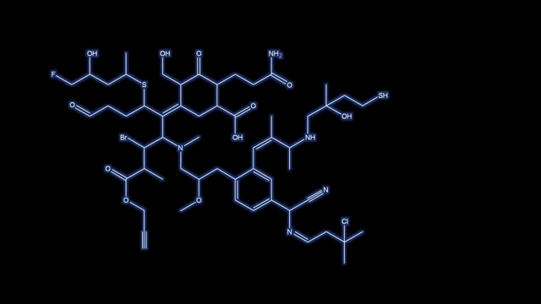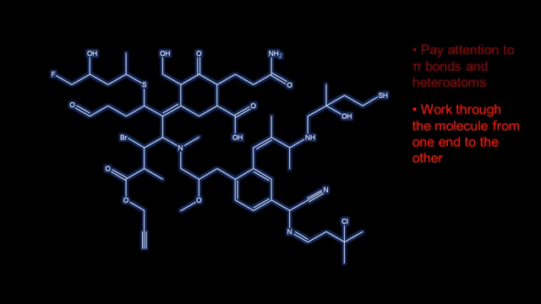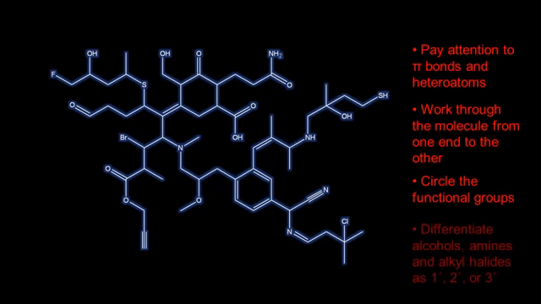Now let's look at an example problem reviewing most of the functional groups discussed in this tutorial. Work through the molecule from the left to the right. Pay attention to pi bonds and heteroatoms. Together, let's circle and identify each functional group, and we will differentiate alcohols, amines, and alkyl halides, which can be primary, secondary, or tertiary.